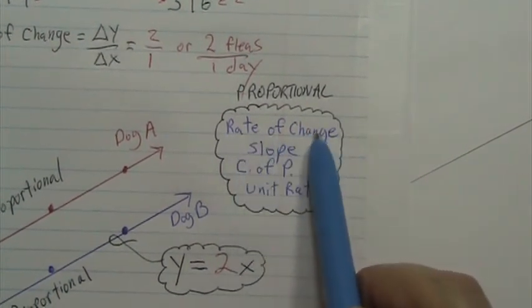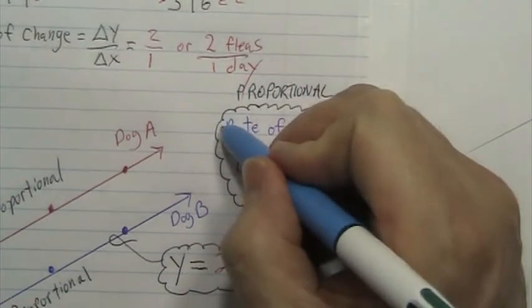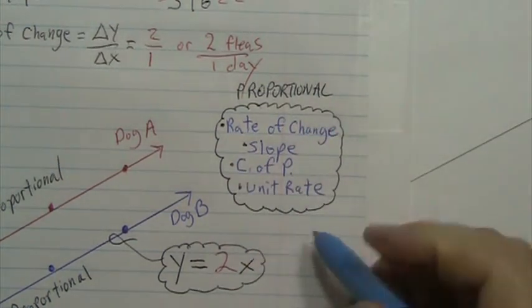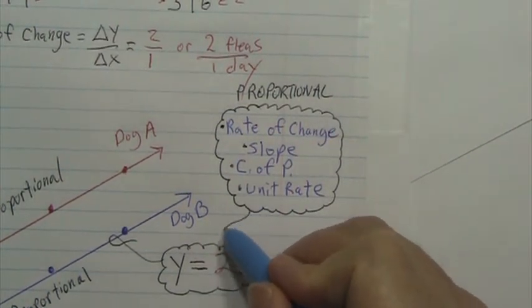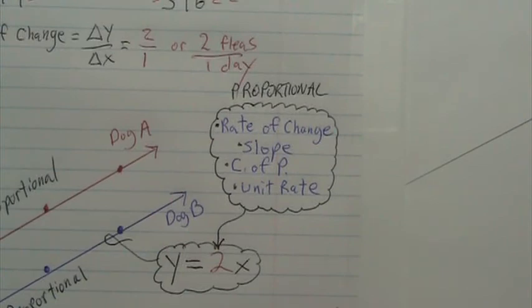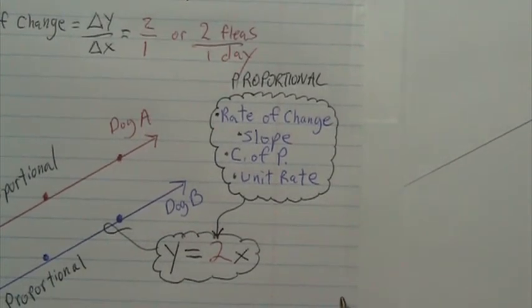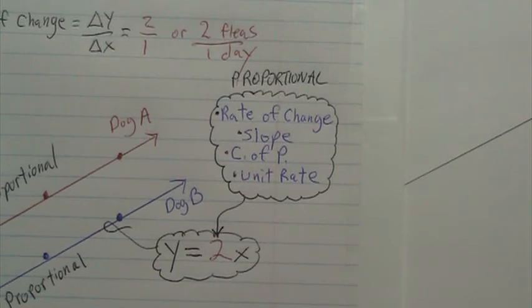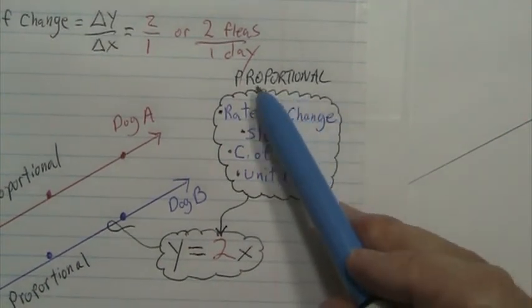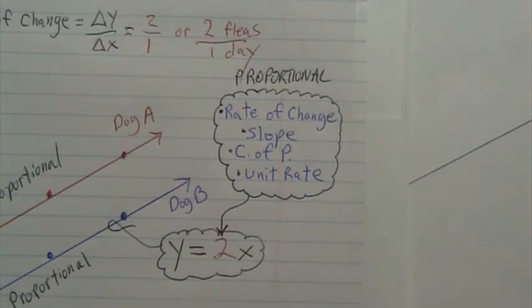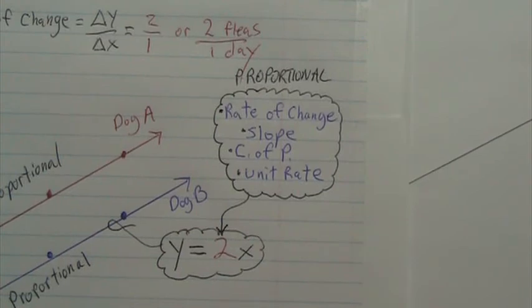We have rate of change, slope, constant of proportionality, and unit rate. These are 4 words, and they're all going for that right there. That little 2. That is the rate of change. That is the slope. Constant of proportionality. It's the unit rate. It's just different words for the same value. We use those if we have a proportional relationship. They can use any one of those words. Very confusing, I know.